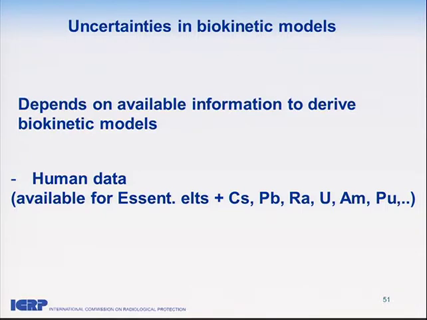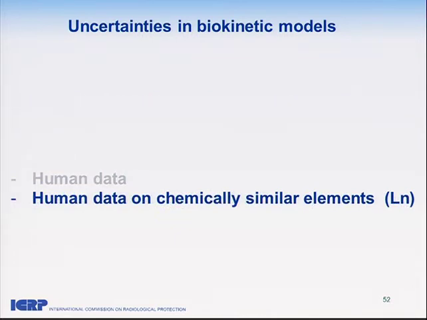data for some radionuclides such as cesium, lead, radium, uranium, americium, plutonium, and so on. But in some cases, you do not have this human data for a specific element, and you need to use what we call chemically similar elements, which are elements that have almost the same chemical behavior. This is the case, for example, for the lanthanides. For the lanthanides, when we tried to set up a model, we had a good set of data for cerium, but we did not have enough data for the other elements. Who cares about holmium, about dysprosium? So this was our problem, and we were obliged to extrapolate the data based on chemical analogy.